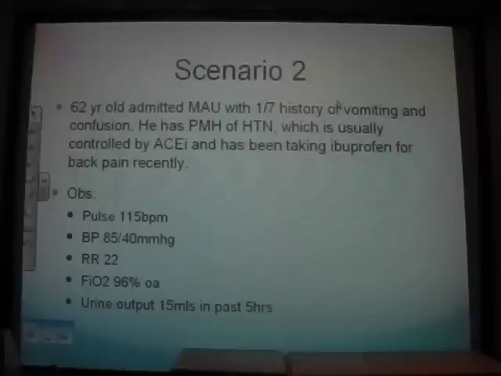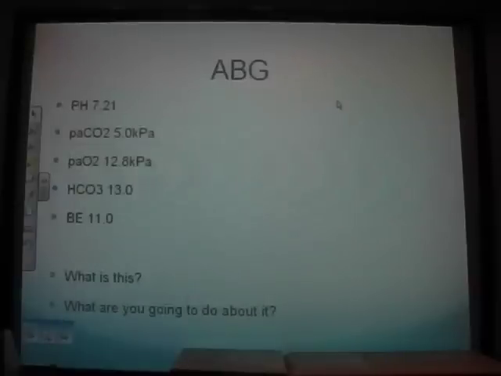Okay. So what are you going to do so far, after you've done all that? What bedside test are you going to do? ABG. So what's going on with this ABG? Metabolic acidosis. Yeah, it's another metabolic acidosis.